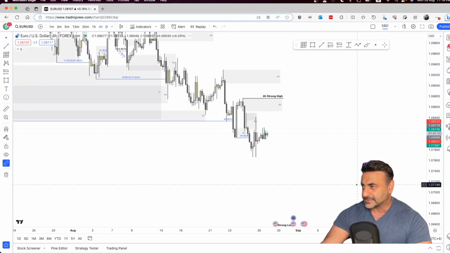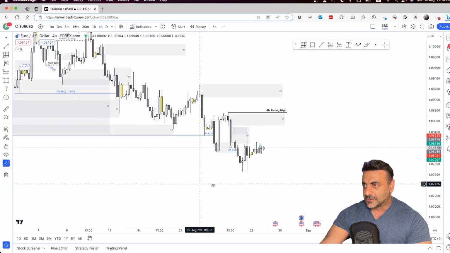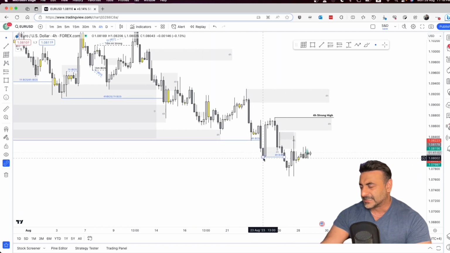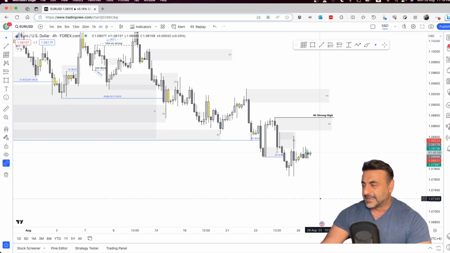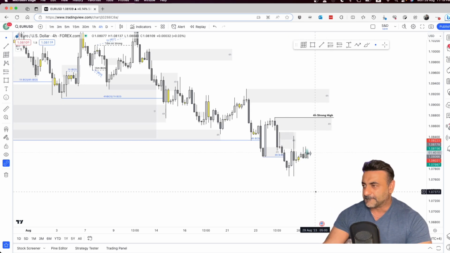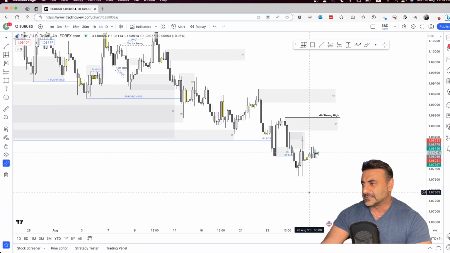So let's expand this. What do we have here? Because the price has been printing really clean internal structure, what I decided was, let me just call this a 4H BOS. Let me just call it 4H swing high, and then see what price does. If it falls down, we have a new supply zone. If it starts creeping up, it'll develop a new demand, right? So let's see what it does.